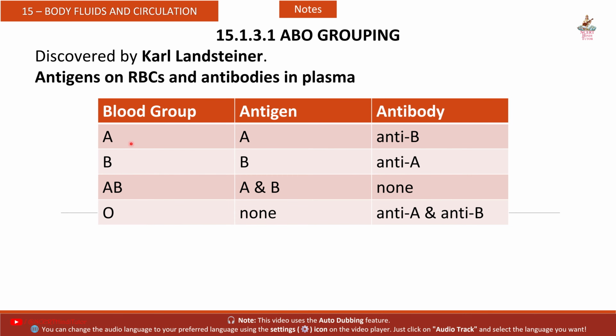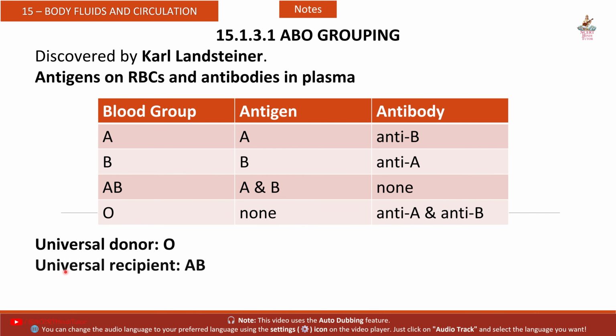Blood group A, antigen A, antibody anti-B. Blood group B, antigen B, antibody anti-A. Blood group AB, antigens A and B, antibody none. Blood group O, antigen none, antibodies anti-A and anti-B. Universal donor O, universal recipient AB.